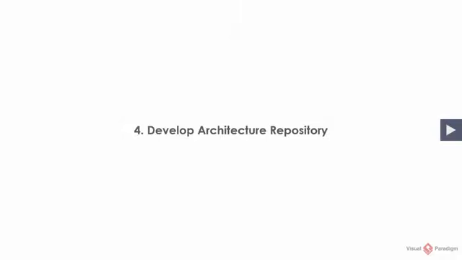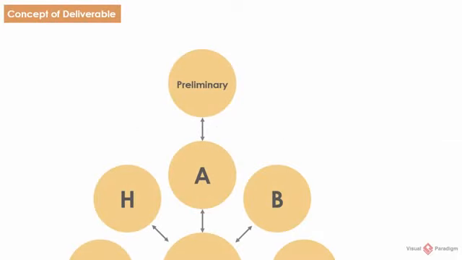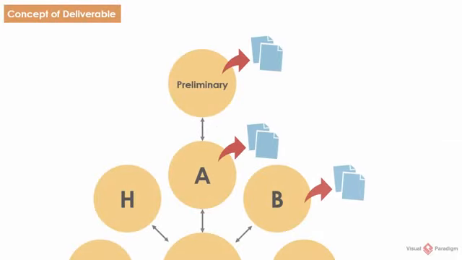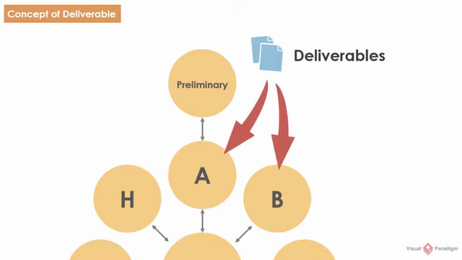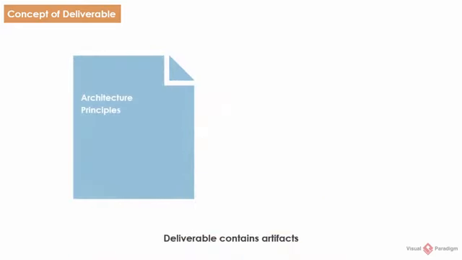Activity 4. Develop architecture repository. Throughout the ADM cycle, you will keep producing some documents in each phase. These documents are known as deliverables. The deliverables are produced for approval and for subsequent referencing in other phases. Each deliverable is formed by several kinds of content, known as artifacts. There are 3 types of artifacts.